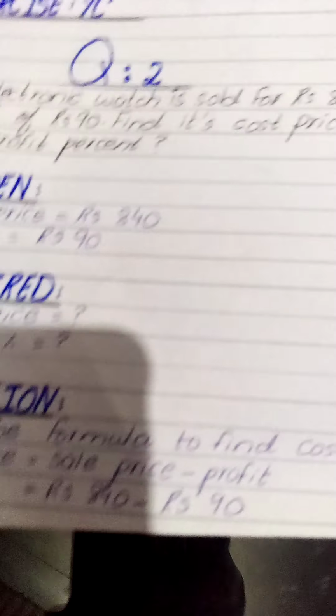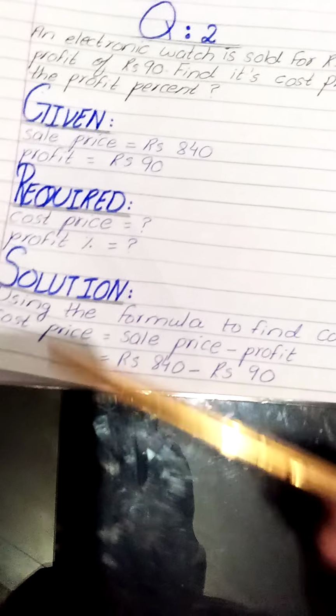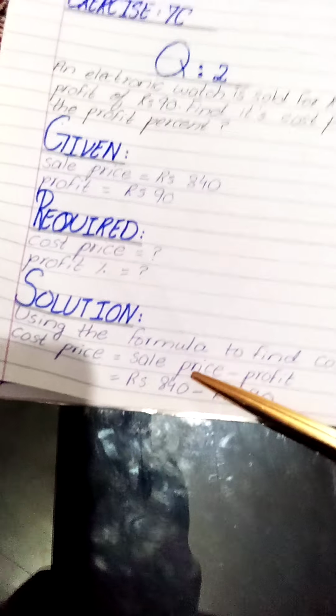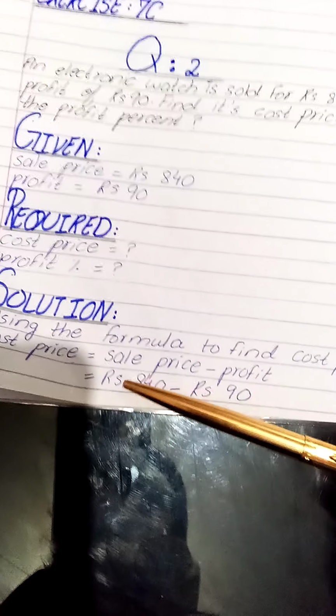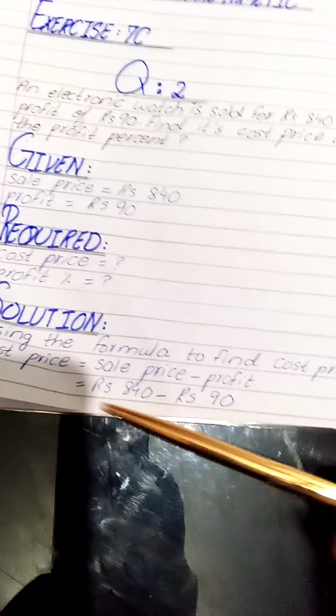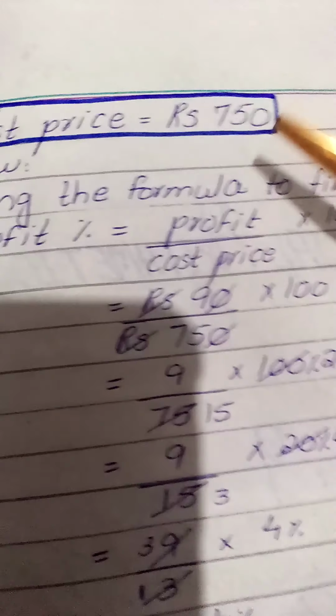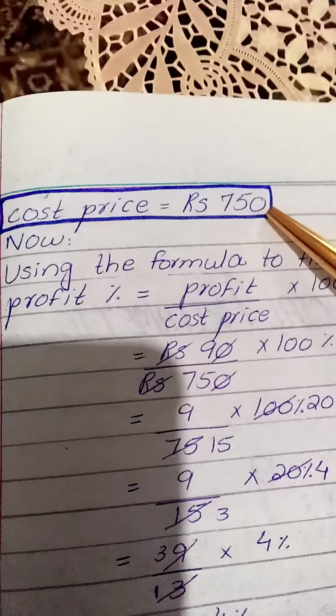Okay, now to find the cost price we will use the formula. Cost price equals sale price minus profit. Sale price is 840 and rupees 90 is the profit. This is the formula, and we have to put the values in the formula. When we subtract 90 from 840, it gives us the cost price, which is 750. Now we have done our cost price.